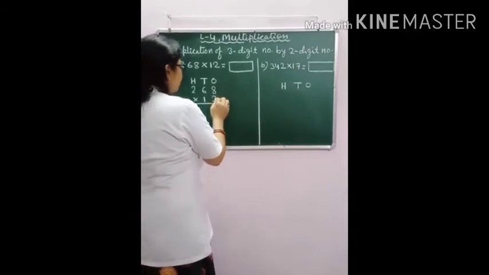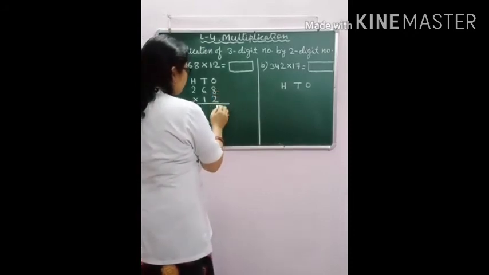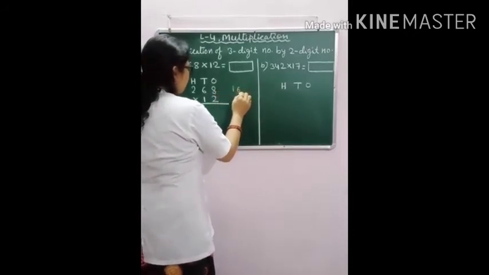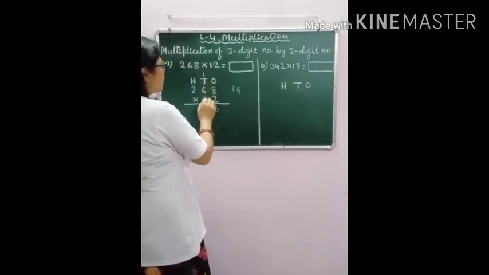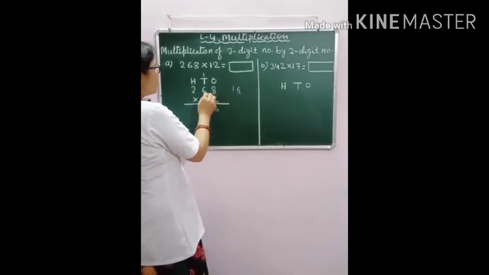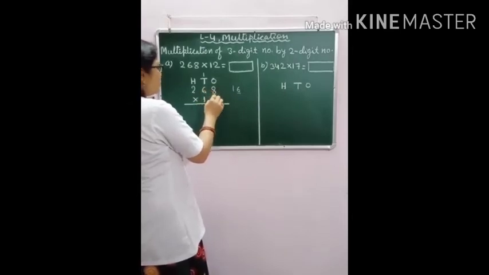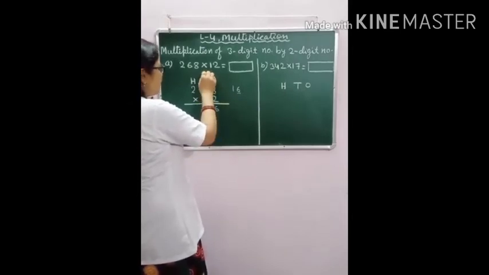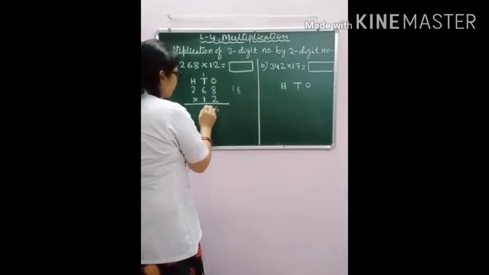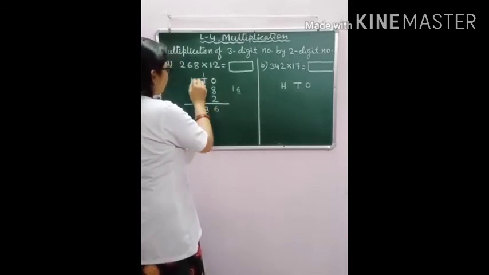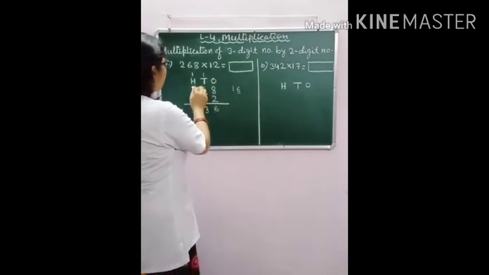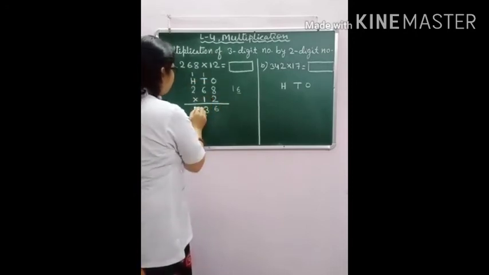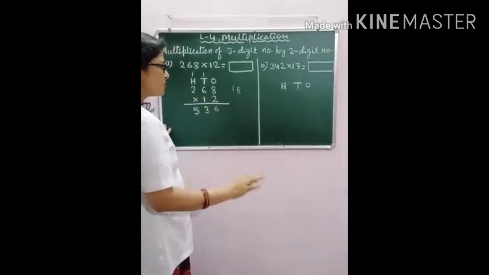Now 2 8s are 16. So 16, we will write 6 at the ones place and 1 will be carried forward to the next place. Now 2 6s are 12. 12 plus 1 is 13. We will write here 3 and 1 will be carried forward to the next place. Now 2 2s are 4. 4 plus 1, 5. Now multiplication by the first digit is over.